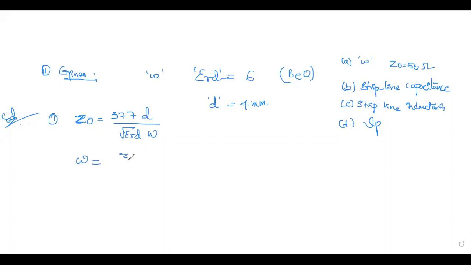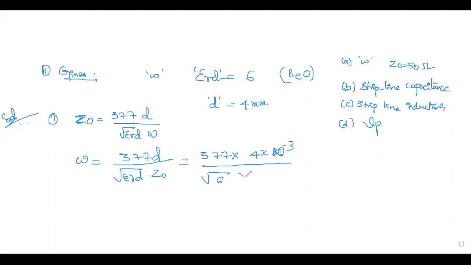Alter the equation: W = 377 d by square root of epsilon RD into Z0, because we have the value of Z0. Substitute the values: 377 into 4 millimeter, 4 into 10 to the power minus 3, divided by square root of epsilon RD, where epsilon RD is given as 6 and Z0 is given as 50. Tell me the answer.